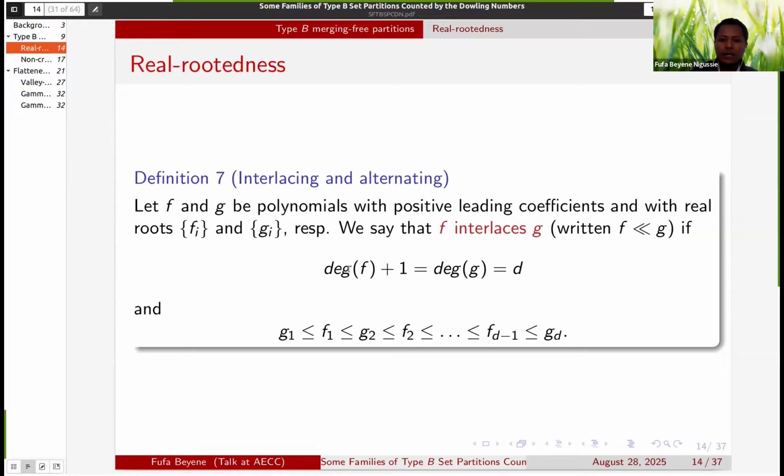If the degree of the first polynomial f is 1 less than the degree of the second polynomial g, assume that it is d here, and that the roots alternate. We have g1 less than or equal to f1, less than or equal to g2, and so on. If this condition is satisfied, we say the 2 polynomials interlace, specifically f interlaces g.